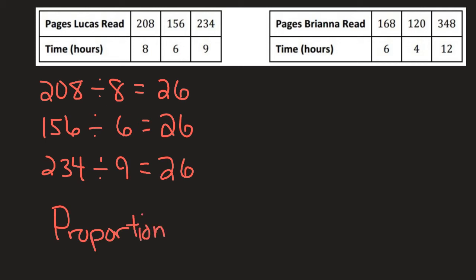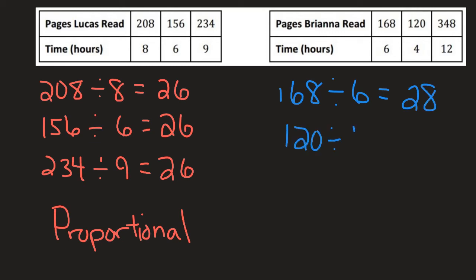So let's check the other one, and I'll do this in a different color. We're going to do the same thing. So we're going to do 168 divided by 6. 168 divided by 6. That gives me 28. So that means that if I do 120 divided by 4 and 348 divided by 12, and they both equal 28, then it's a proportional relationship.